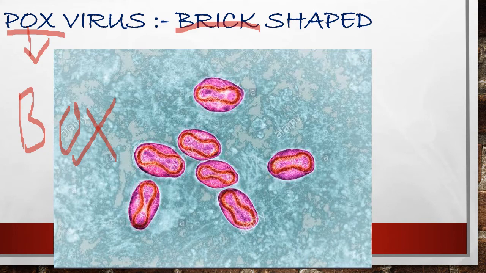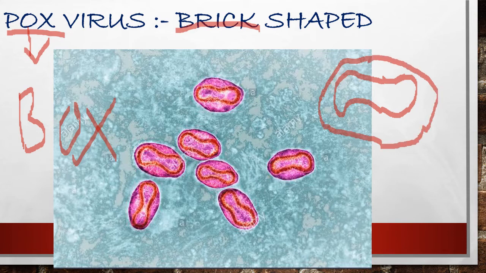What's next? The special feature in this box is a dumbbell-like shape. So one question can also be: dumbbell-like shape is present in which virus? Pox virus consists of a dumbbell-like structure inside it. Inside the brick there is a dumbbell-like structure. So two things you have to remember with pox virus: it is like a box, and it has a dumbbell-like structure inside it. So it's also clear. Let's go to the next.